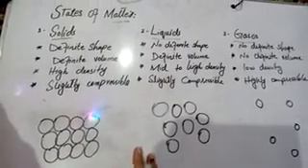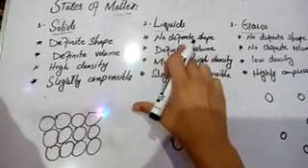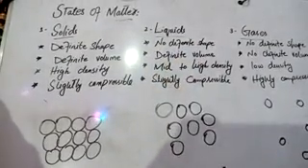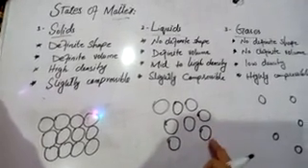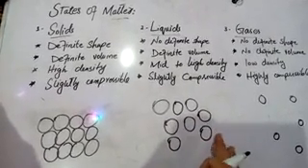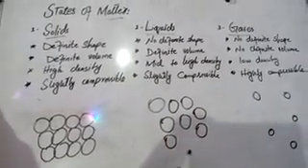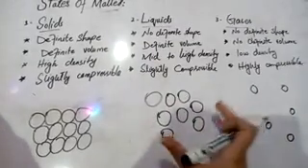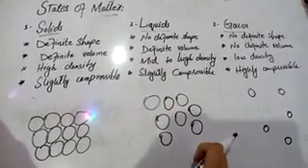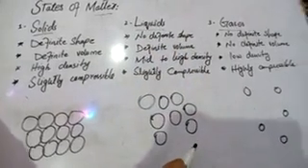But as compared to solids, liquids do not have a definite shape, and the reason is shown in this figure. The liquid molecules are close to each other but not close enough to give it a definite shape. So these are not packed, these are not close enough. This is the reason liquids do not have a definite shape.